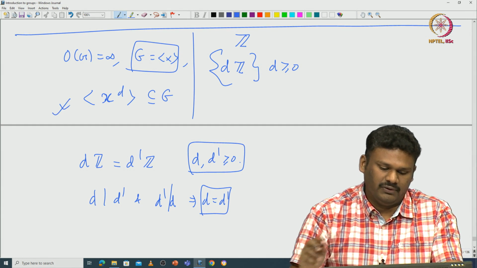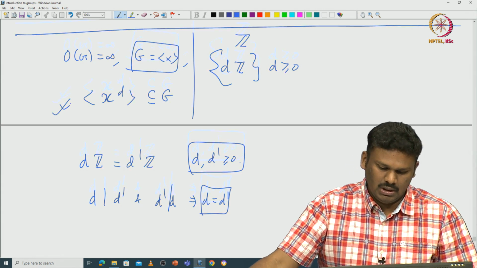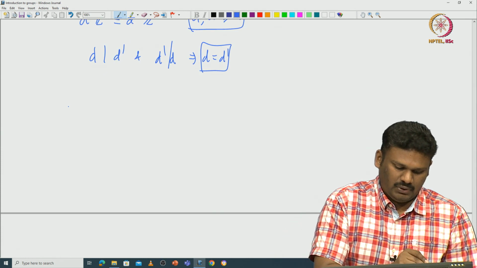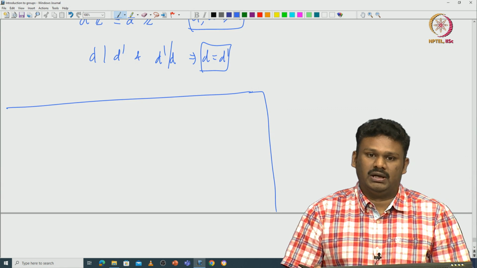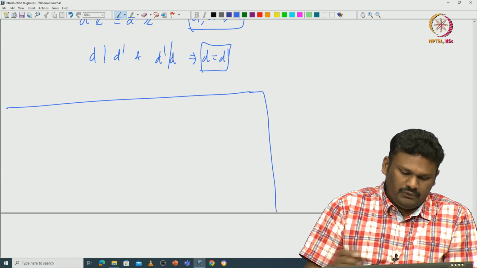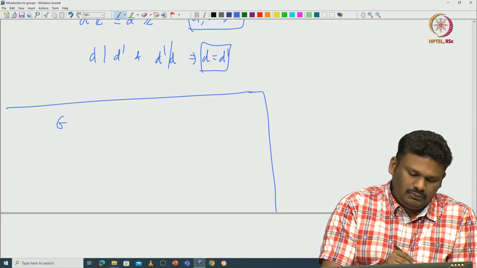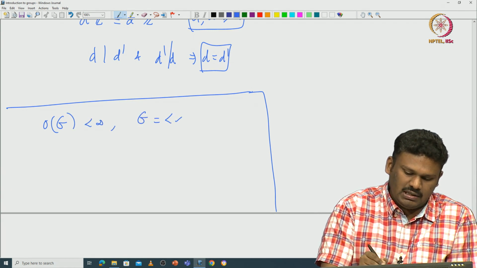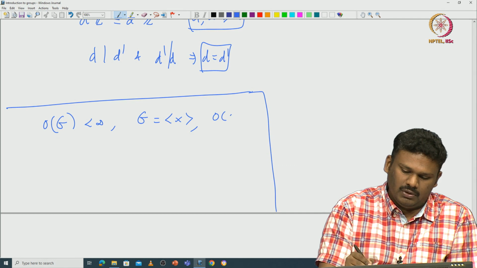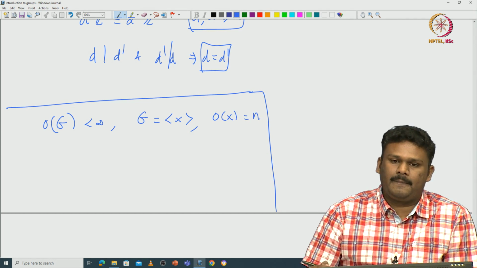Okay. So, that gives you one-to-one correspondence. So, now what happens if you take finite? Okay, finite actually somewhat becomes more interesting. So, if you take G, which is finite, and assume G is also cyclic. So, maybe we can assume order of x equal to n.